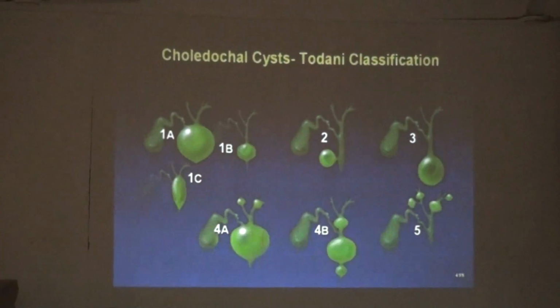This is 1A, 1B, 1C. This is segmental dilatation, diffuse dilatation, true diverticulum. This is the dilatation of the intraductal part, and this is Caroli's disease, intrahepatic dilatations.